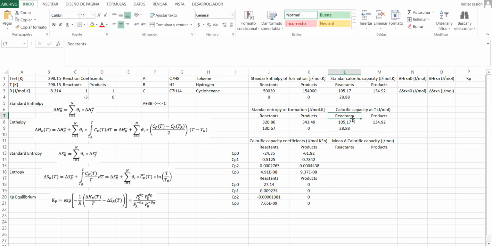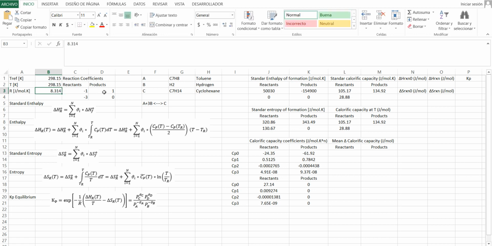We can see that these values are the same for toluene, for cyclohexane, and for hydrogen because they are the same temperatures. So for example, let's change this temperature to see what happens. We can see that this value also changes. So that's why we did this. We have two different CPs evaluated at different temperatures. That is going to be handy later. But we're going to leave it at 298.15 because that is the first point.